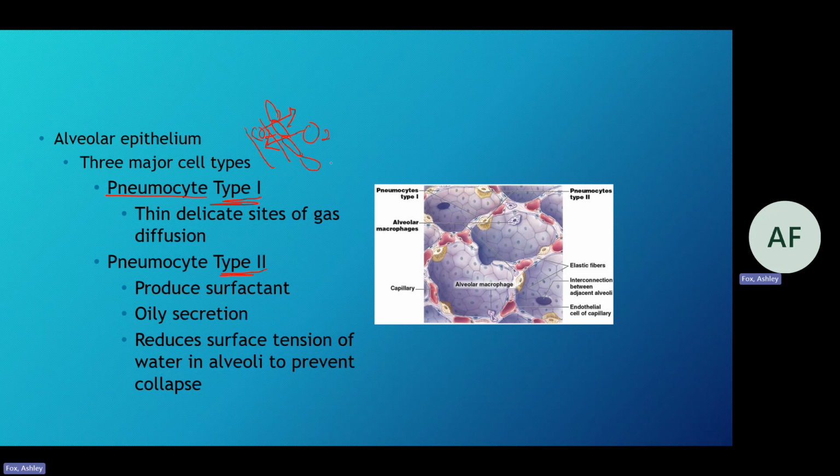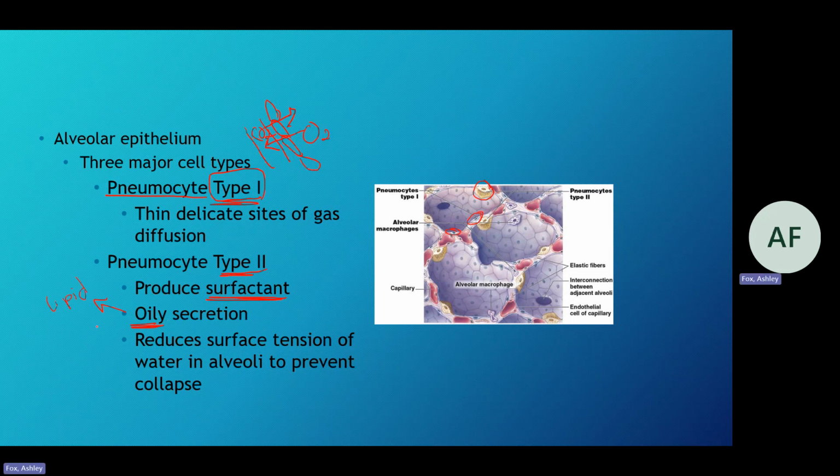Pneumocyte type 2 are kind of less, so most of them are going to be pneumocyte type 1. There's pneumocyte type 2s kind of sandwiched in between. So you see pneumocyte type 2 is here, and then most of the rest of these layers are going to be pneumocyte type 1, the simple squamous part. Pneumocyte type 2 produces a product, a secretion called surfactant. And it's an oily secretion, so lipid.